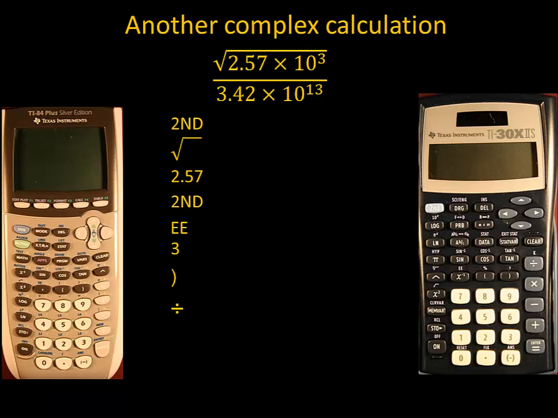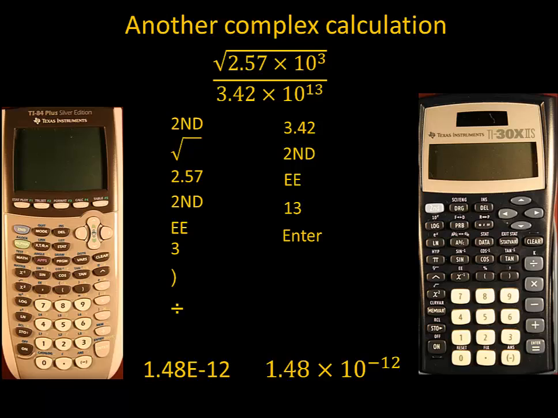So you hit the divided by. Now we've got that denominator number to put in, 3.42, second, EE 13, and enter. The TI-83 or 84 shows that. The TI-30 shows the correct scientific notation, 1.48 times 10 to the minus 12th, and that's the way you should write it on paper.